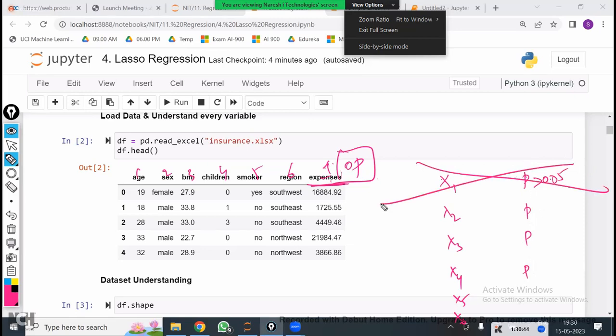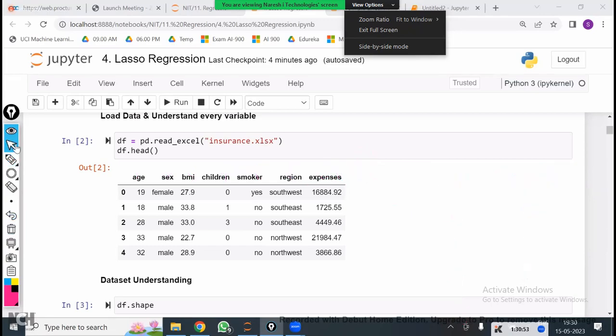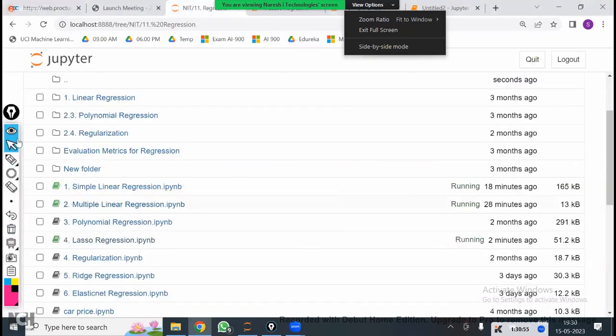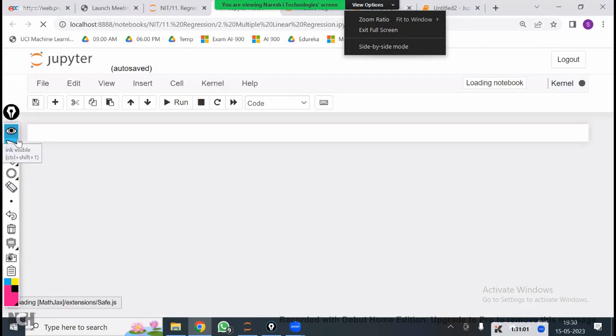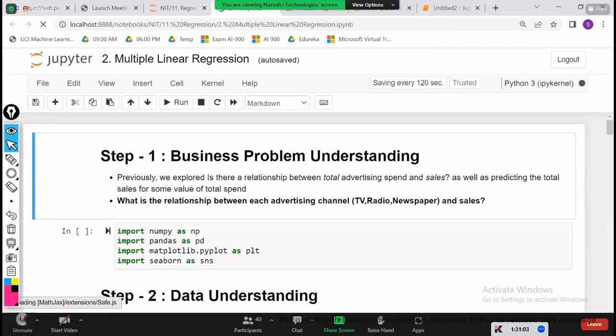That particular variable is not having any importance. How, sir? How are you deciding that one? That we'll see in tomorrow's class. How we have decided that one: tomorrow's class is multiple linear regression, where we are having multiple variables.